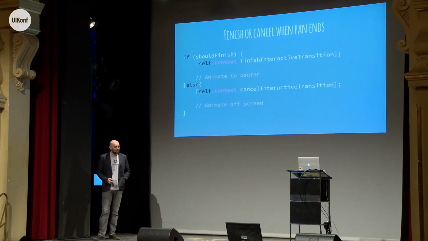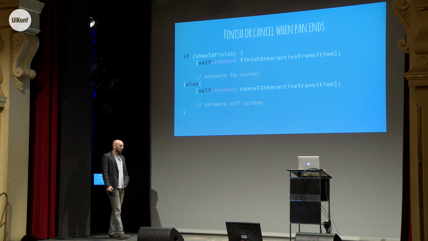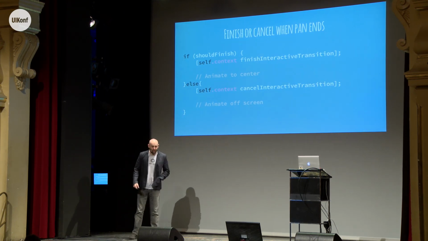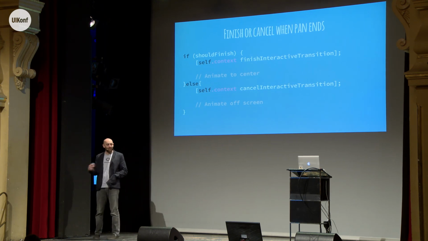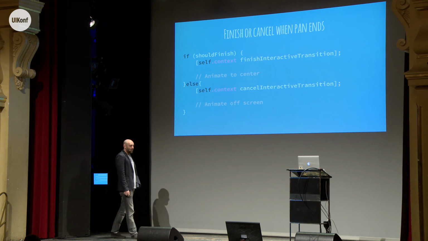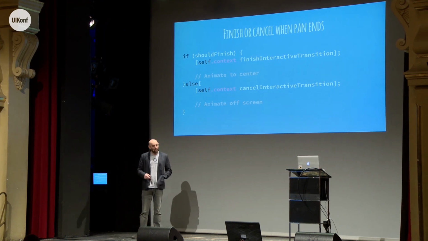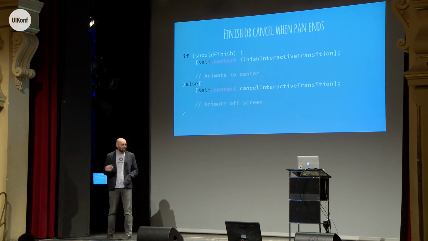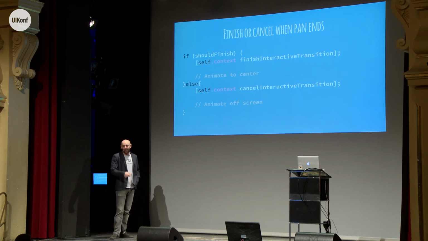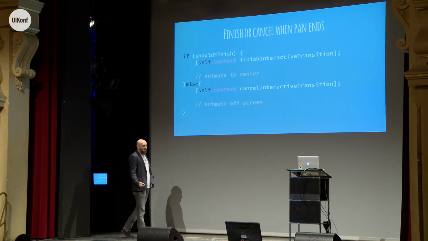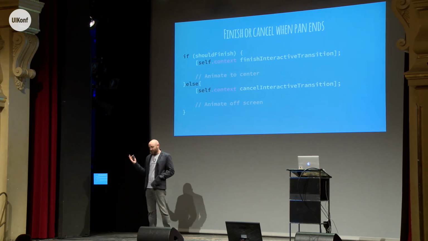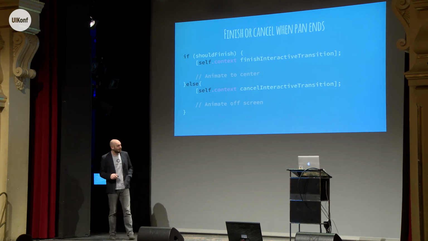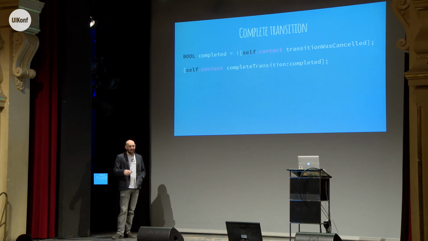But when it ends, we have to make a decision whether we should finish this transition or cancel it. That decision you could base on the velocity of the gesture or the current location in the view. But once you make that decision, you have to let the context know whether this transition is finishing or canceling. This is just standard interactive transition stuff. Then you animate either off the screen or back to the center, and once that animation's finished, just complete the transition.